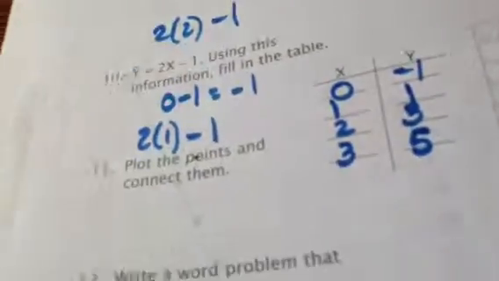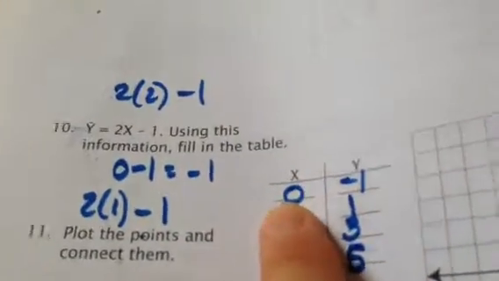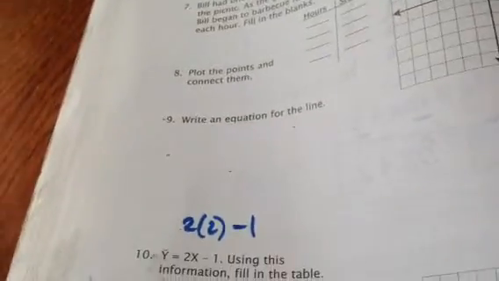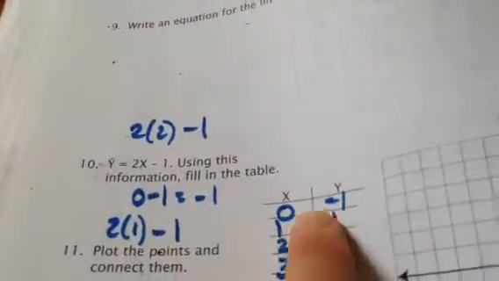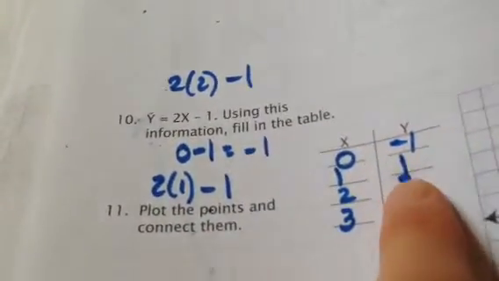Okay. Then it says to write a word problem for that graph. You can just make something up. Like when he came to work and he was making, I don't know, pots. He had a back order of 1, but he can make 2 more pots every hour, whatever you want to do. Just make up some little silly word problem.